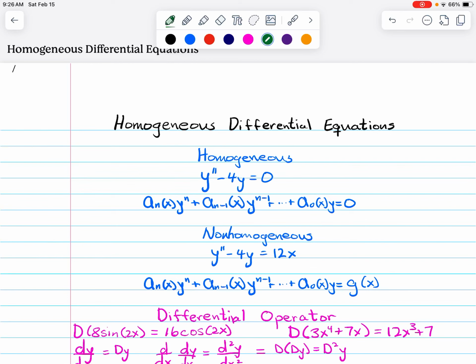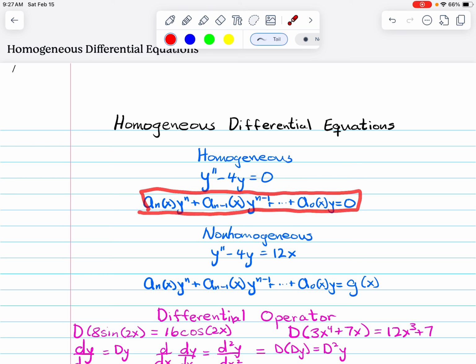Now we're going to start a discussion on linear homogeneous differential equations. And this is an example of one. You've got a linear nth order differential equation, and it's got a zero over here. Okay, so you've got your second derivative here, your function value here, and then on the other side you just got a zero. In general, it looks like this.